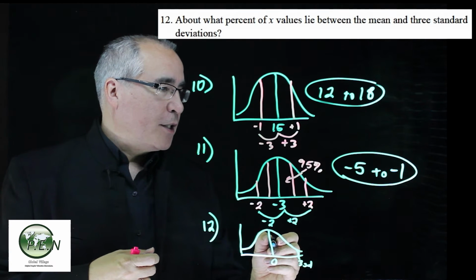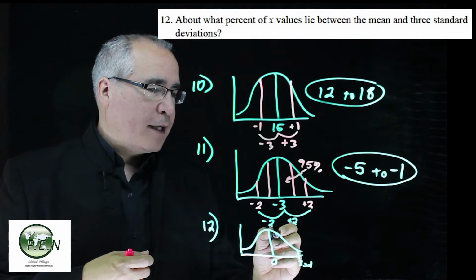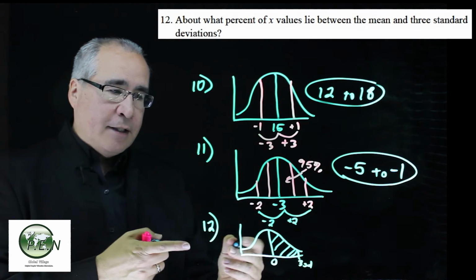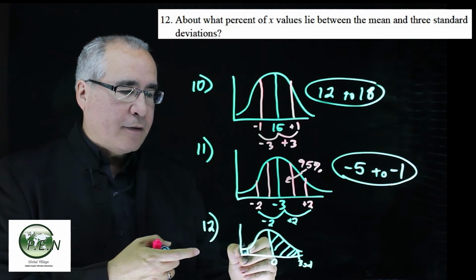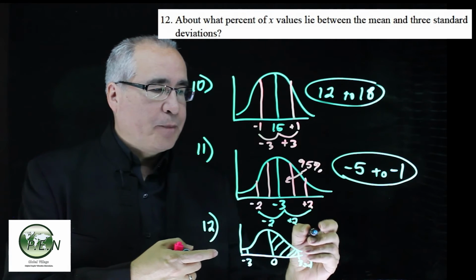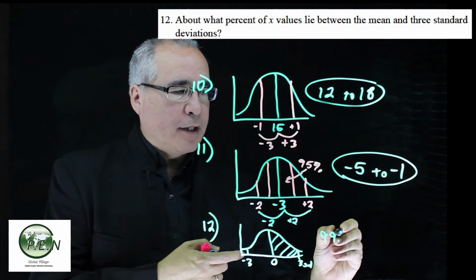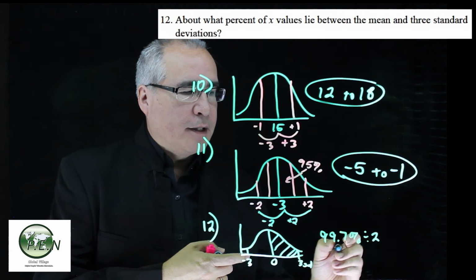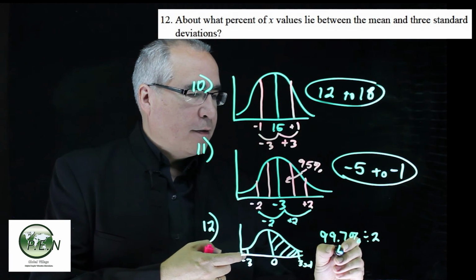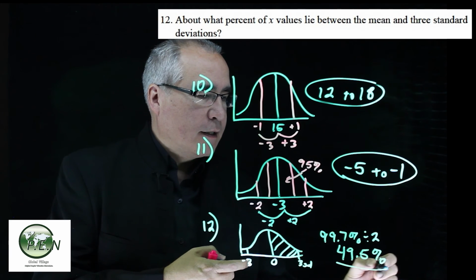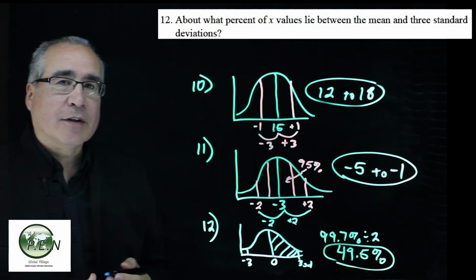So what percent? We don't want the x value, we just want the percent that lies here. Well, we know 99.7% takes us from -3 to 3, so this is half of that. So we take 99.7% divided by 2, and what we get is 49.85%. So that's our answer for 12.